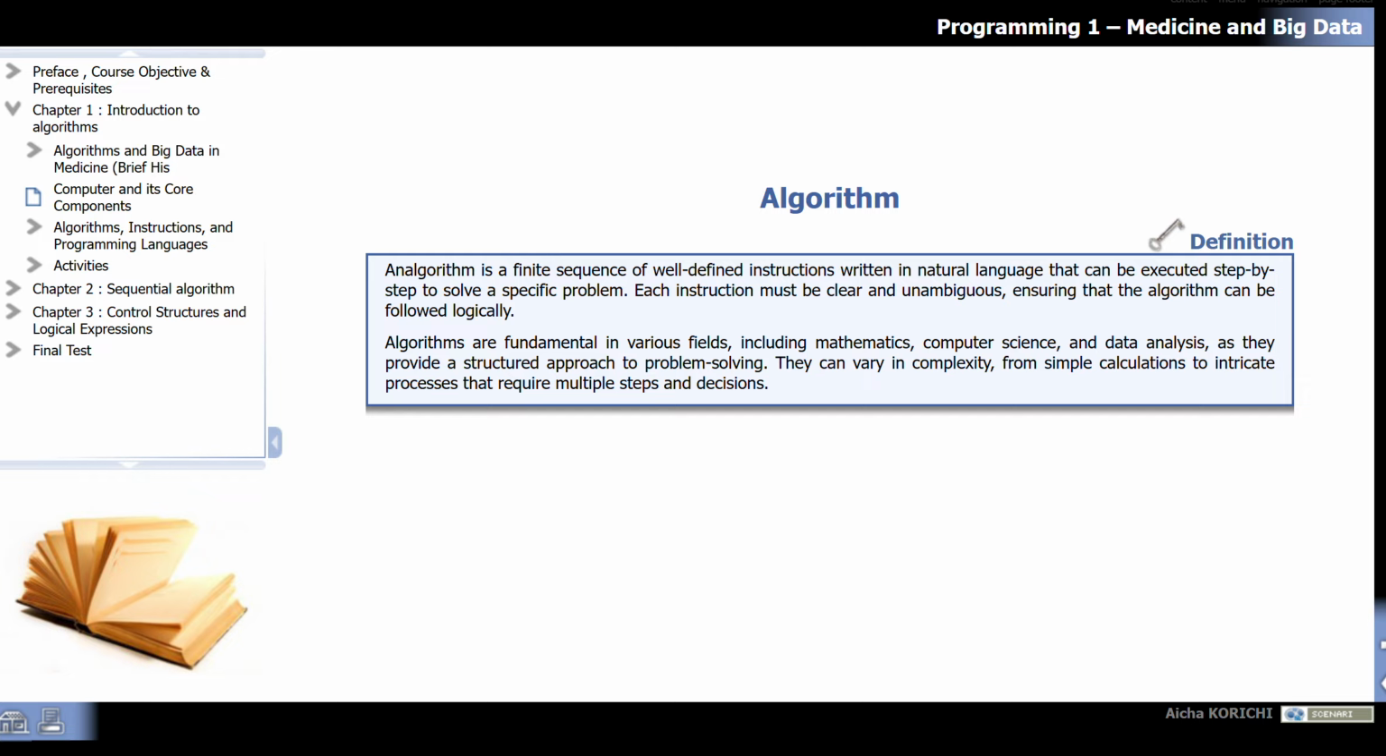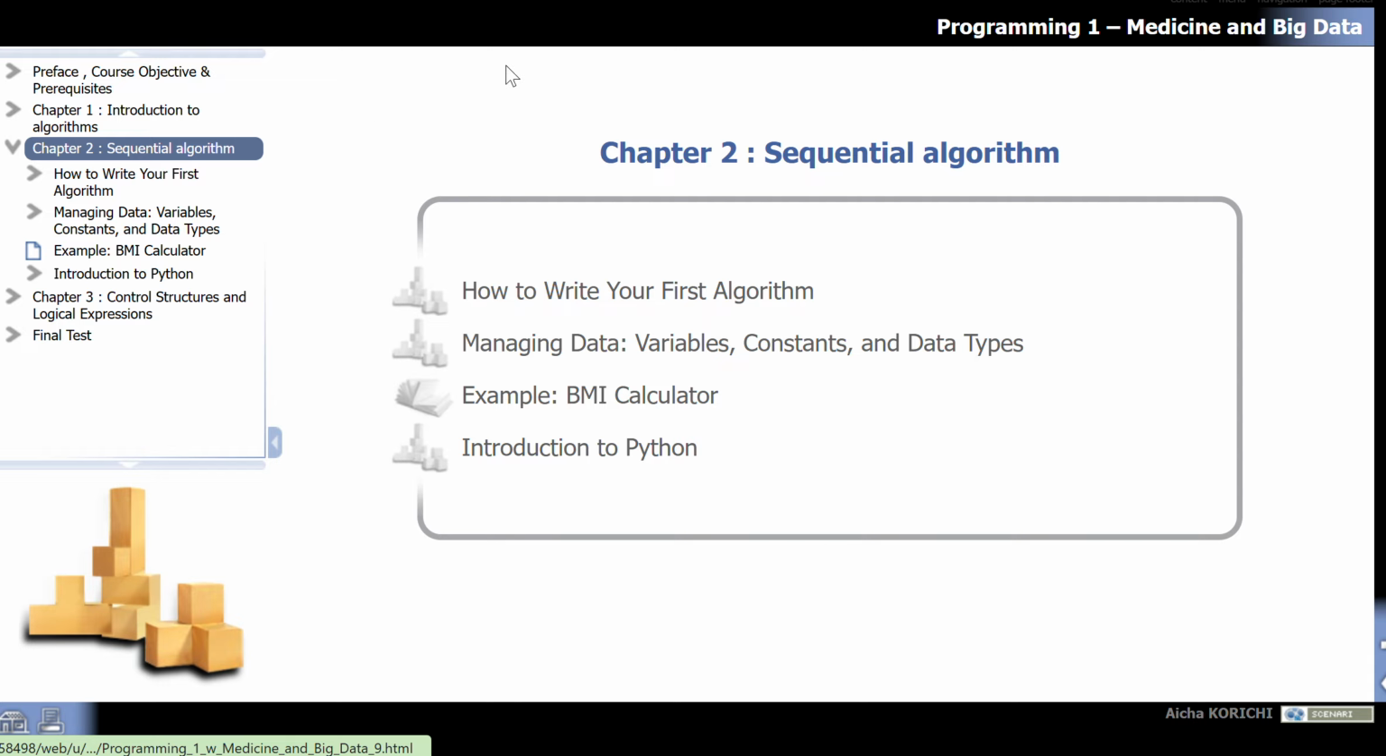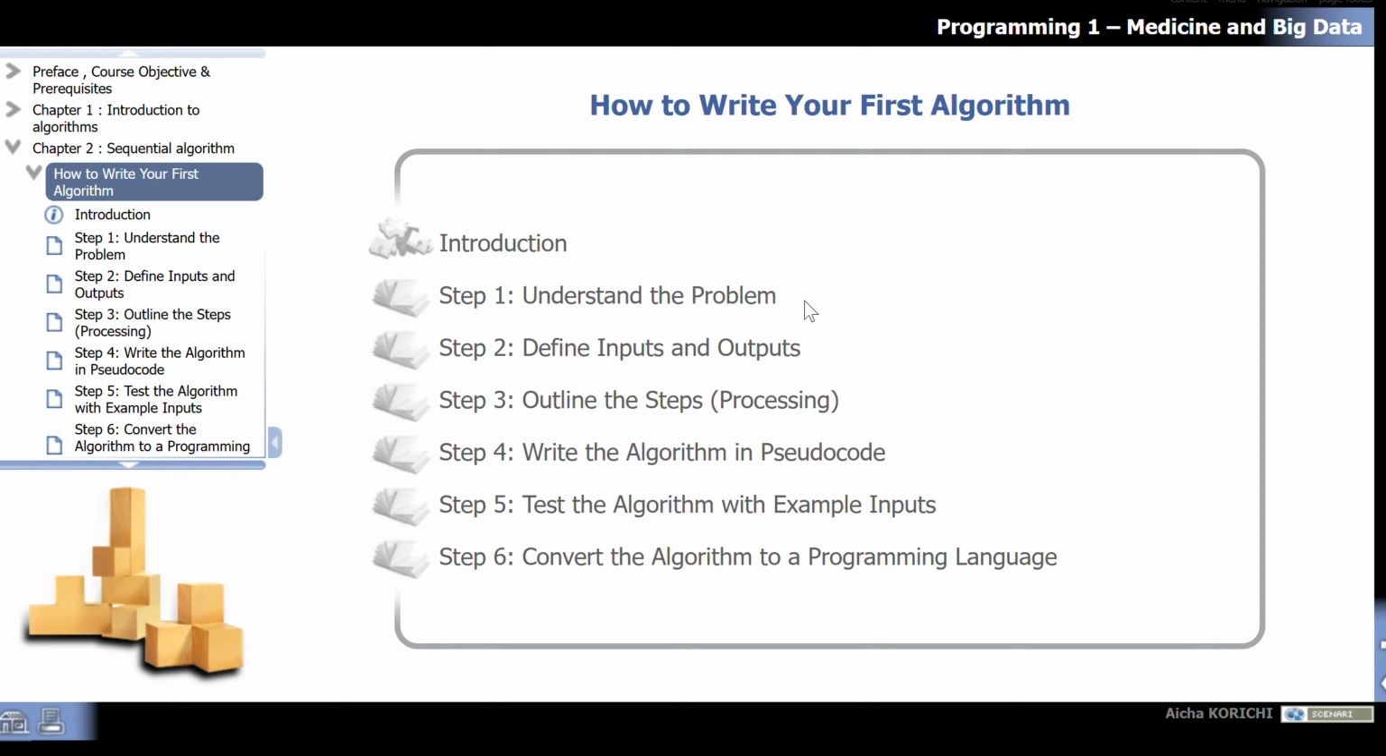So, let's move to our chapter, which is chapter 2. This chapter will cover how to write your first algorithm, managing data, what is variables, constants, and data types. We will show some examples like BMI calculator, and we will give just an introduction to Python language program.